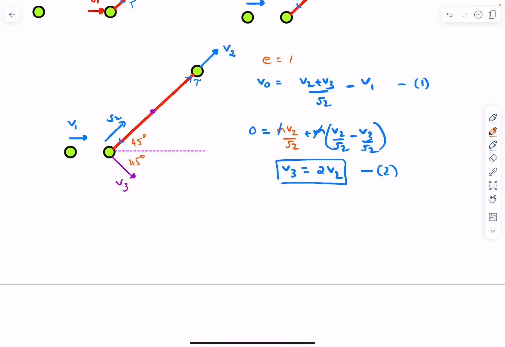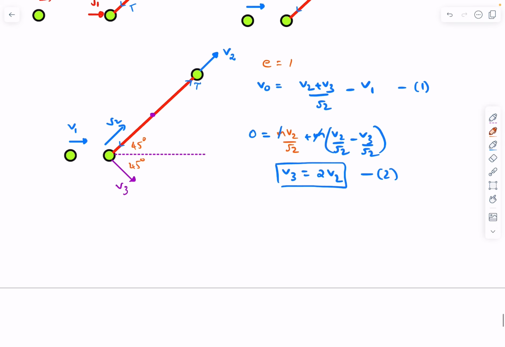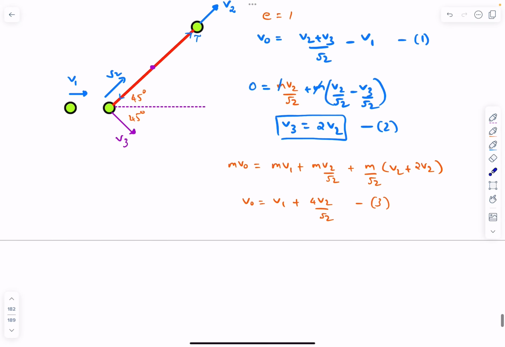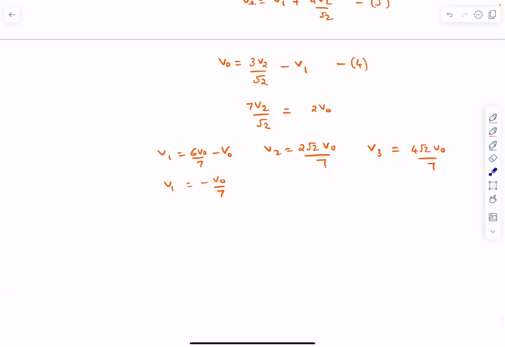And our third equation would be the momentum conservation in the x direction. The initial momentum was mv0 in the x direction. Finally, it is mv1. Due to particle 3, it is mv2 by root 2. And due to particle 2, it's going to be m by root 2 times (v2 plus v3), and v3 I'm going to write as 2v2. So this would be our equation number 3. Now all we have to do is solve the system of 3 equations. After solving all 3 equations, we get these 3 values for v1, v2 and v3.